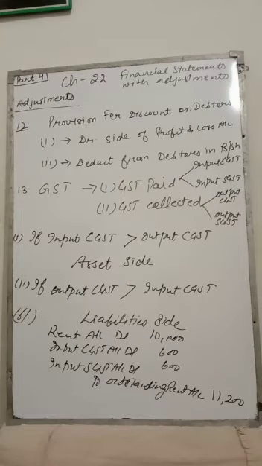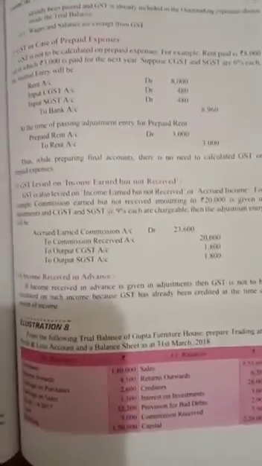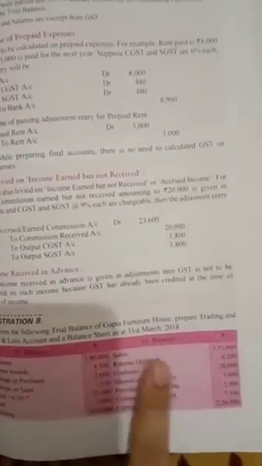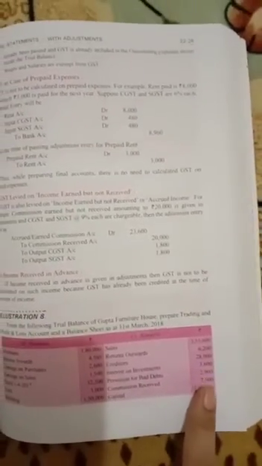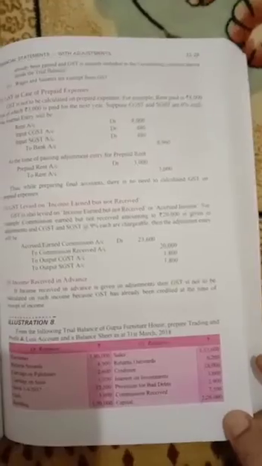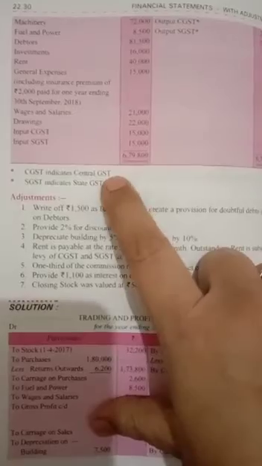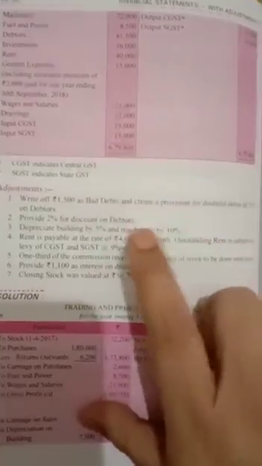Okay students, now we will discuss illustration number 8, in which from the following trial balance of Gupta Furniture House prepare trading and profit and loss account and balance sheet as at 31st March 2018, and all items are given in debit side and credit side. You can see all items. Okay, I am reading just adjustments. Okay, and CGST indicates central GST and SGST given है आपके question में.